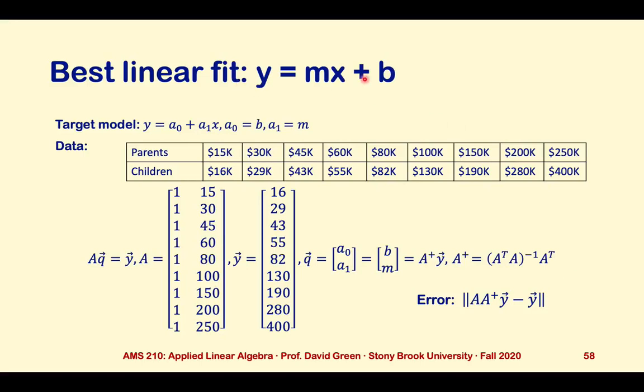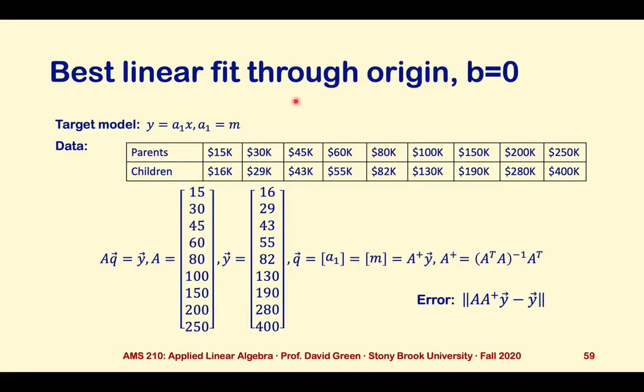minus Y. Take the norm of that difference, and it will give us an estimate of our error. This was for a linear fit. How do we handle a linear fit through the origin? The only thing that is going to be different is our definition of A and the Q, which holds the parameters. If we have a linear fit through the origin, B equals 0. That means we already know that coefficient. We do not need to solve for it. Our target model then is just y equals a1x, where a1 is, of course, our slope.